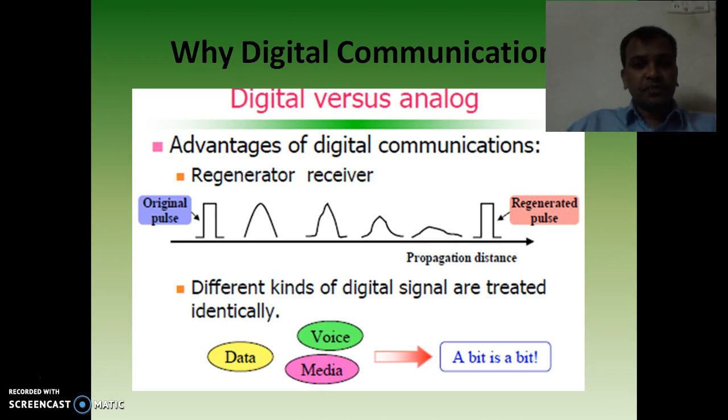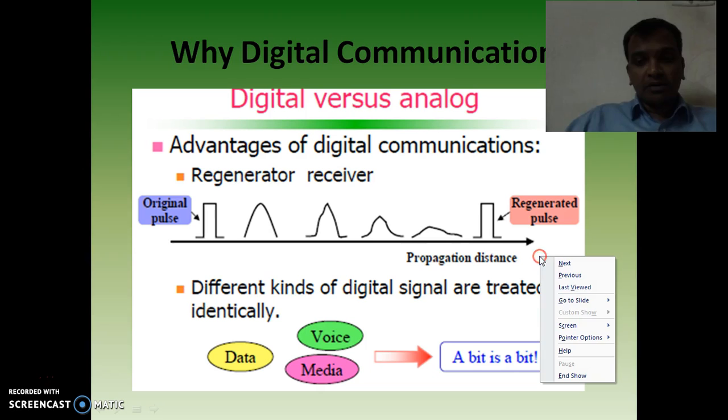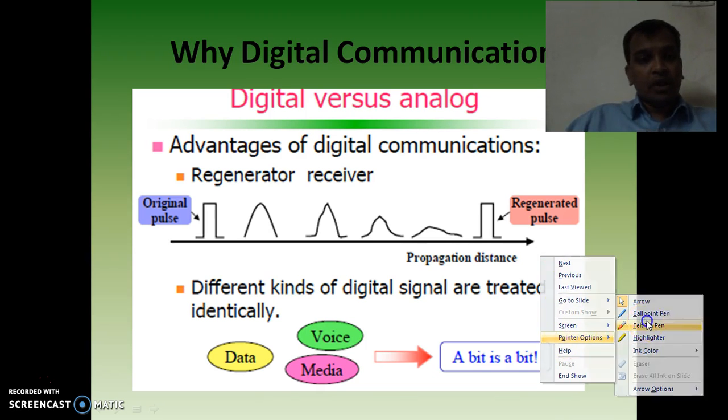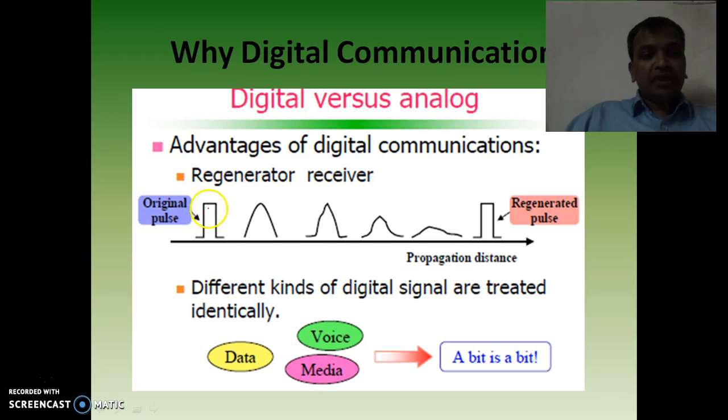Why digital? The basic advantage of digital communication over analog is what we'll see in the next slide, as shown in the figure in front of you. We know that digital information is always transmitted in pulses, and if the pulse gets degraded in the transmission channel, then at the receiver we can again regenerate the original pulse as shown in the figure.